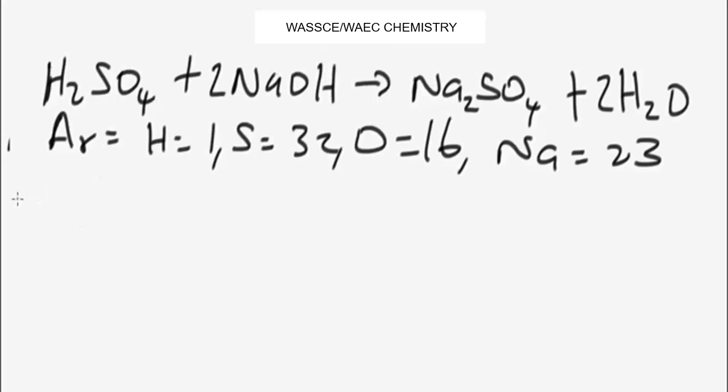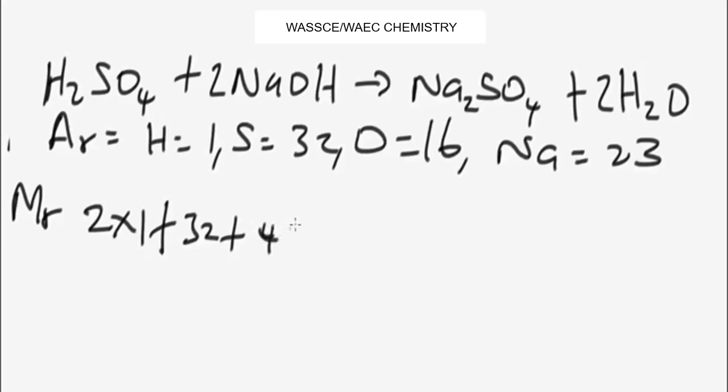So let's do it together, guys. The relative formula mass of the compounds on the left hand side of the equation will be, for two moles of sulfuric acid, 2 times 1. We can have 2 atoms of hydrogen there, plus sulfur is 32, plus oxygen is 4 atoms, that's 4 times 16, plus now we have 2 atoms of sodium there, plus 2 times 23.